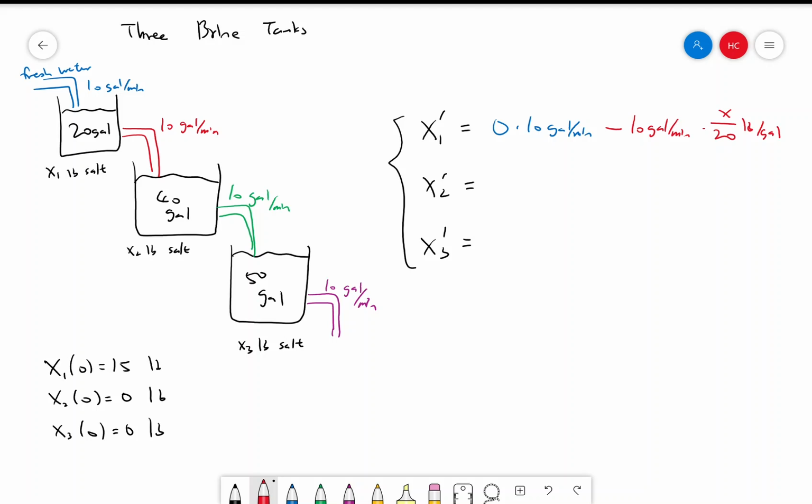Tank 2: the amount of salt coming into the second tank is literally the same as the amount of salt leaving the first tank. So it's 10 gallons per minute times x1 over 20 pounds per gallon. And the amount leaving is 10 gallons per minute times x2 over 40 pounds per gallon.